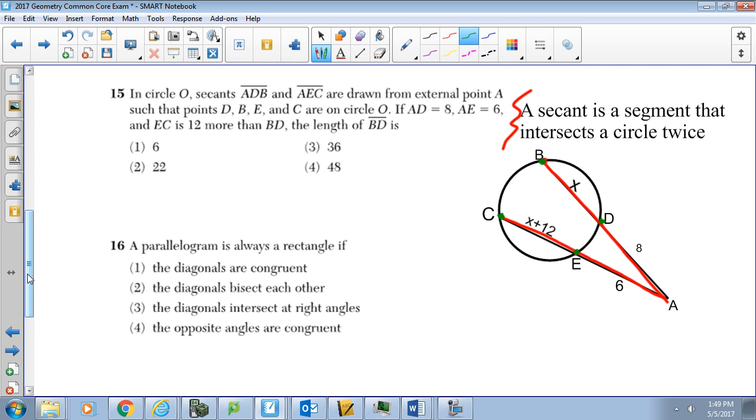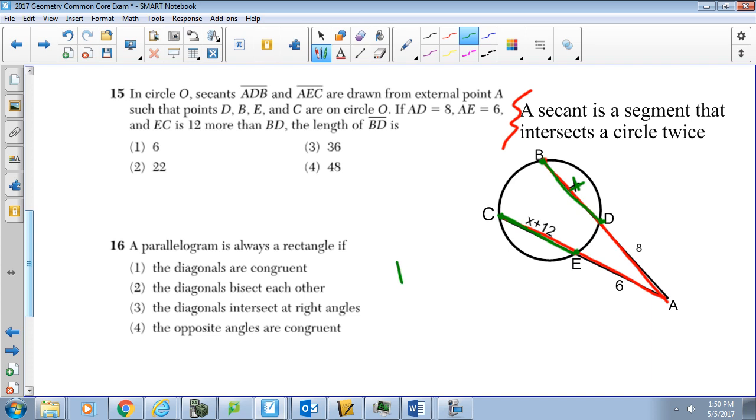If AD is equal to 8, and AE is equal to 6, and EC is 12 more than BD, so the length of BD is... So EC is this one, EC is 12 more than BD. So I called my BD x, and if CE is 12 more, or EC, then that's just going to be x plus 12.